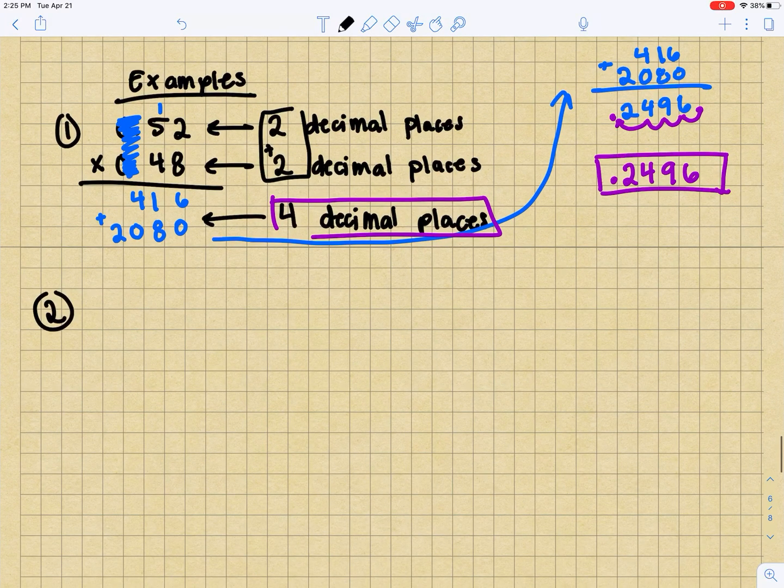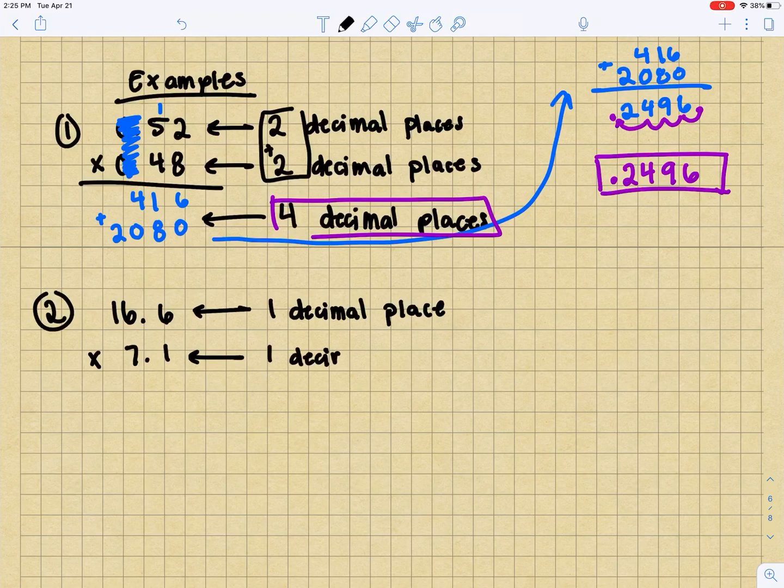I'm going to multiply 16 and 6/10 by 7 and 1/10. So, first step, count the number of digits to the right of the decimal. So here I have 1 decimal place, only 1 digit. In 7 and 1/10, I only have 1 decimal place.